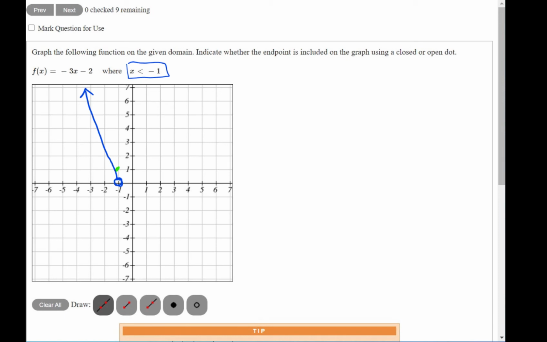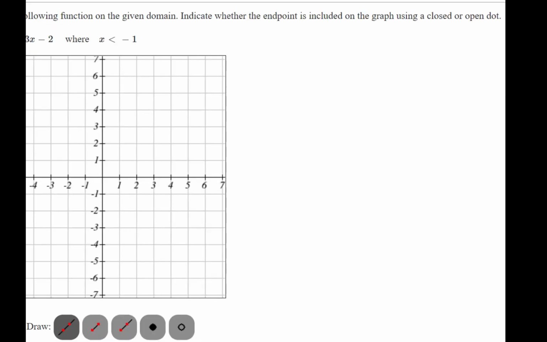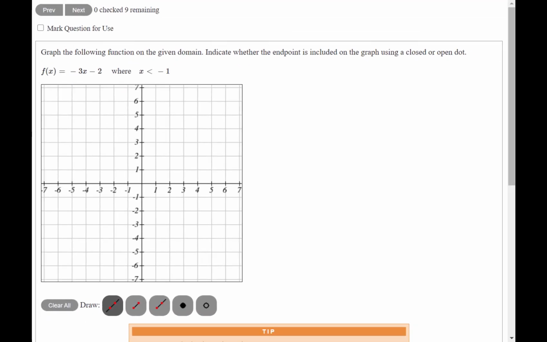In order to graph this in the homework system, we use the tool set provided: a line through 2 points, a segment between 2 points, or a ray starting at 1 point, passing through the other, and an open and closed circle. So x is less than -1. We found that y value, and if you've forgotten where it is, you can actually take this x value, plug it in, and come up with the y value. So -3 times -1 is +3 minus 2.